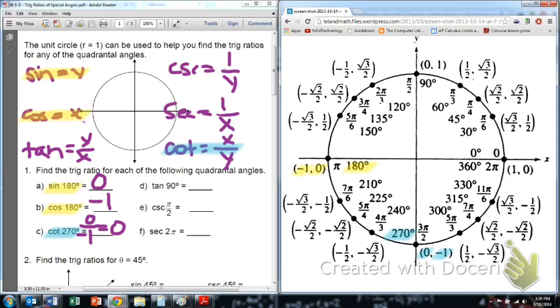Or the tangent of 90. The tangent of 90, here's 90. Tangent's y over x. So 1 over 0. And if 0 is on the bottom, that's undefined.